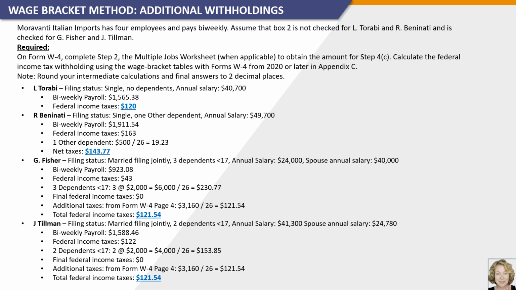We need to look up the additional taxes because the spouse has income, and we do that on Form W4 on page 4. The intersection between Tillman's salary of $41,300 and the spouse's salary of $24,780 is $3,160, which we divide by 26 and arrive at $121.54. We add this amount to the final income tax of 0 and arrive at a total income tax of $121.54.